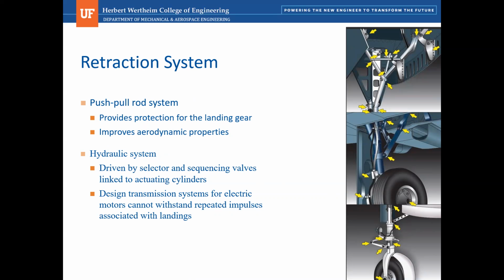Lastly was choosing the retraction system. It was very easy to know that we needed a retraction system on this aircraft, mainly because it provides protection for the landing gear and improves aerodynamic properties. When doing ferry missions or the design missions or any sort of mission for the military at all, you want to have the highest percentage of survivability as possible. And damage to the landing gear would be detrimental to the survivability rate of the aircraft or its crew.